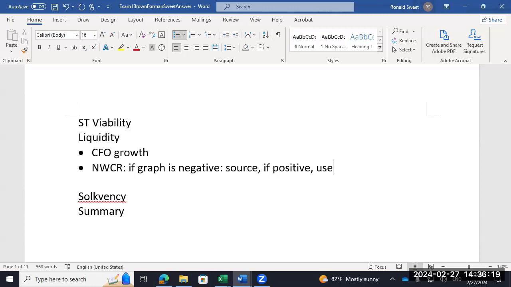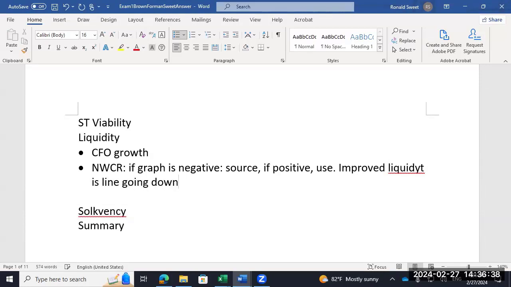That means they have no trouble with liquidity. So above the line, it's a use. That doesn't mean they're a disaster on liquidity. That means they're normal. So then you're going to look at the trend. And then improved liquidity is the line going down. That's true for everybody. Doesn't matter whether it's a source or a use. You remember if the line's coming down, their liquidity is getting better. Everybody remember that?